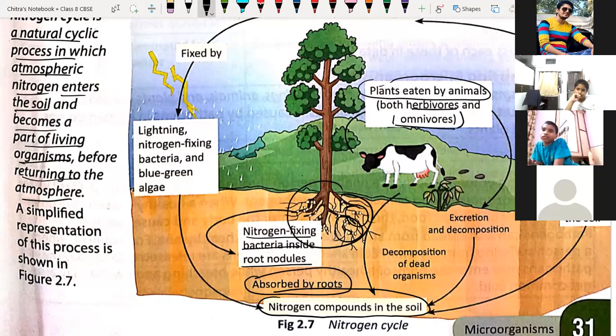Then when this animal dies, or when it removes waste material from the body through the process called excretion, it undergoes decomposition, and due to decomposition the soil again gets enriched with nitrogen. That means nitrogen gets mixed in the soil again.